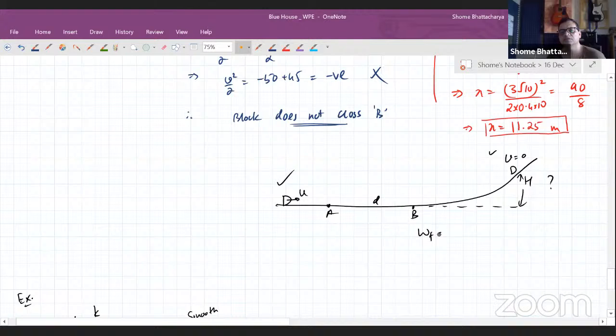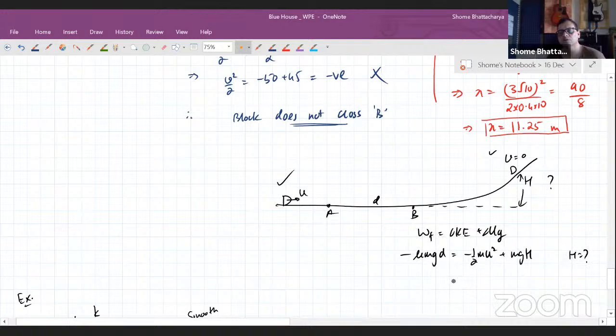So work done by friction would be change in kinetic energy plus change in gravitational potential energy. So minus mu mg d would be equal to minus half m u square plus mgh. So here h would be what we would find out. So as you can see from this, we would have got h as u square by 2 minus mu g d, divided by g, or u square by 2g minus mu d. This would have become the value of h.